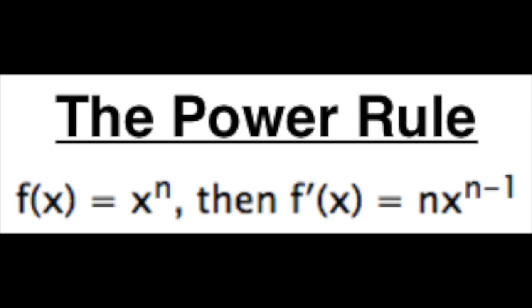This is done by taking all of the x variables in the question, or in our case, the t variables, and multiplying the coefficient of them by the exponent. Then we subtract the exponent by 1, and that gives us the derivative.